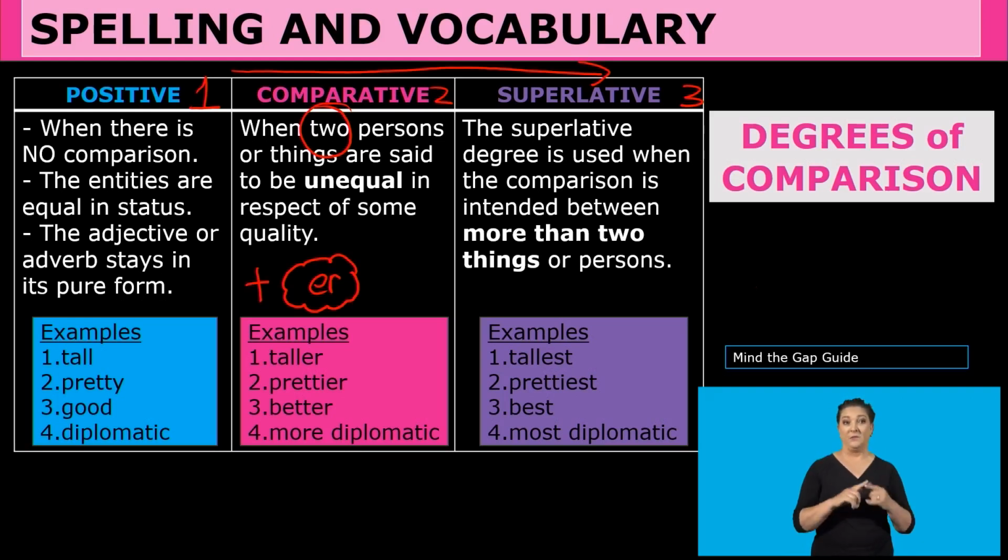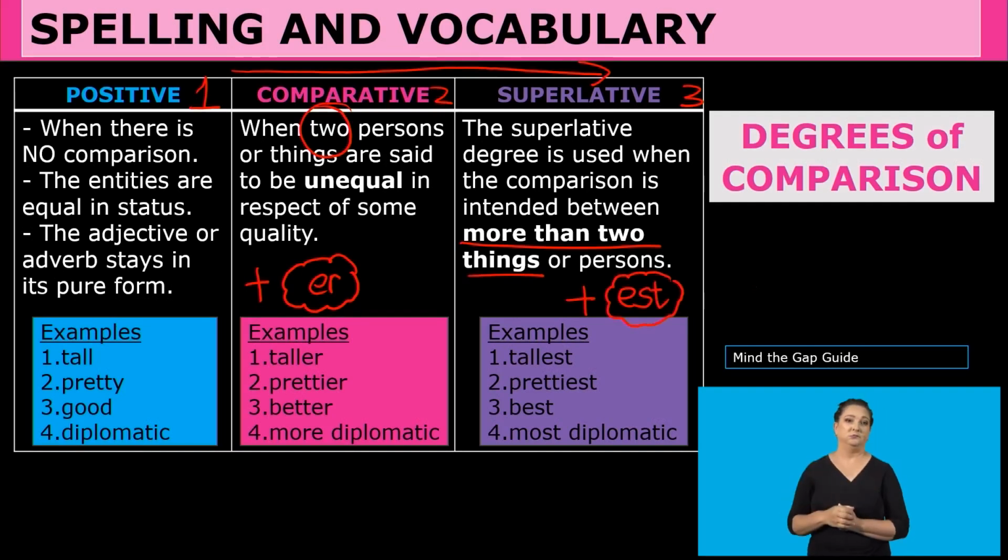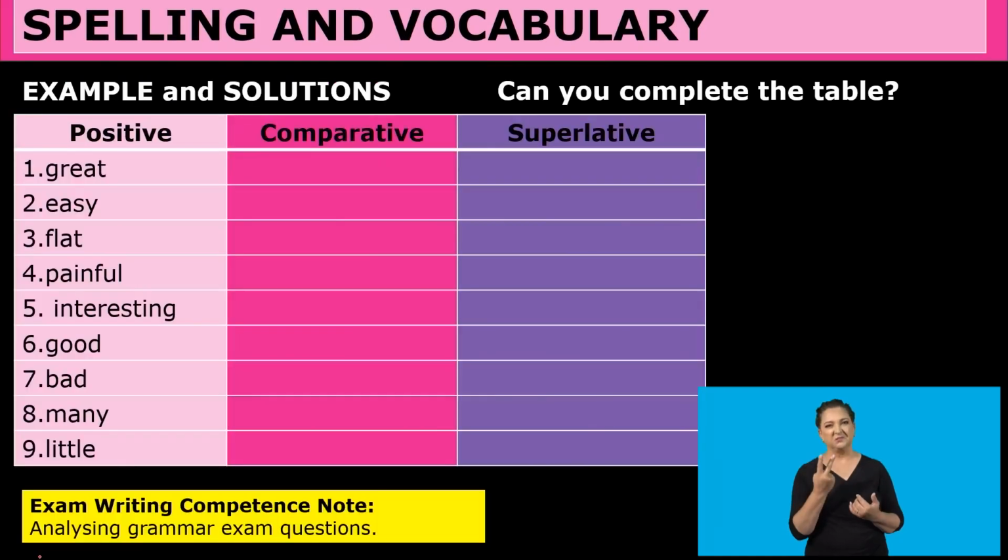Now look at the superlative, the most intense form, all right? So when we get here, okay, there are more than two things. So therefore we can't say ER, we have to say EST, all right? So in this case, we're going to say plus EST, all right? And I'm going to make a little cloud around it so it makes sense. So tallest, prettiest, best, or most diplomatic. Now, we're going to break this down a little bit better for you in our next segment.